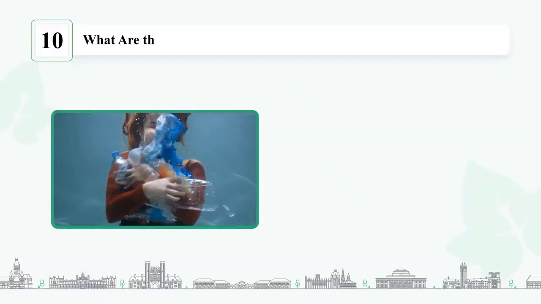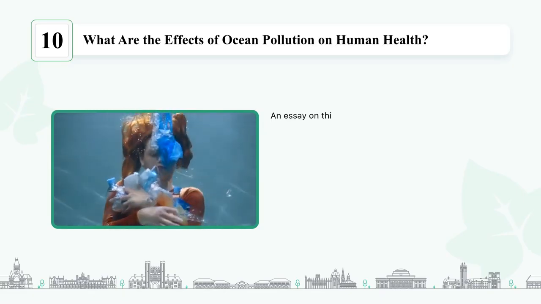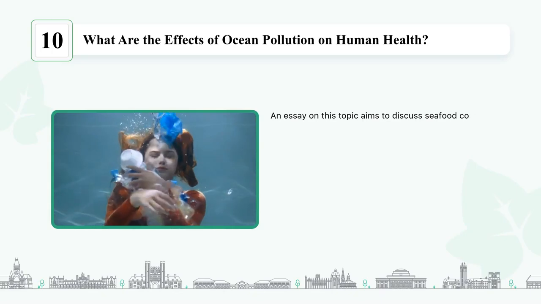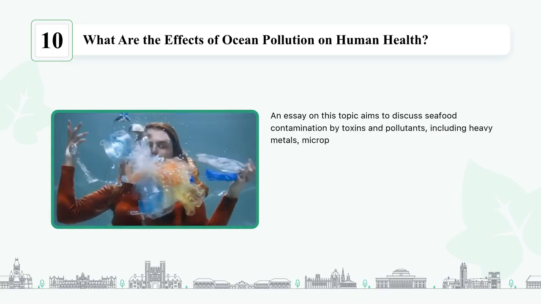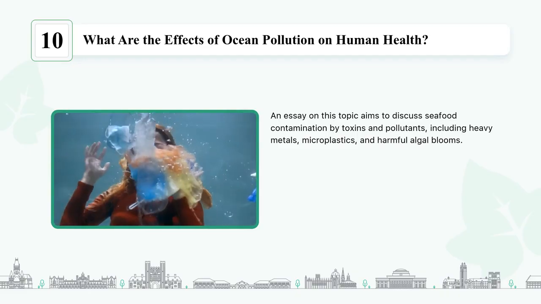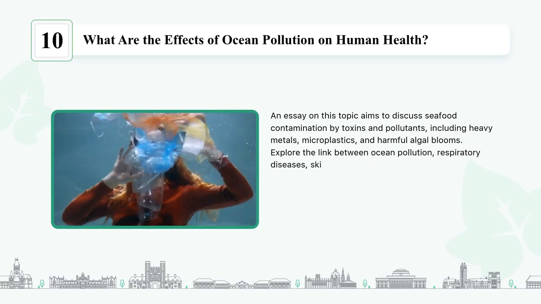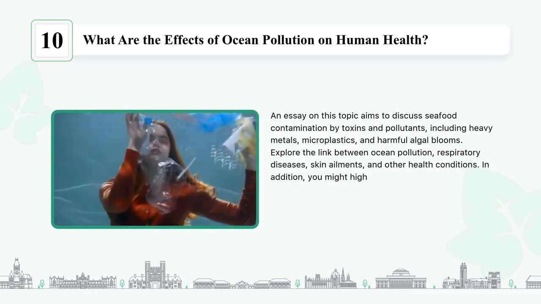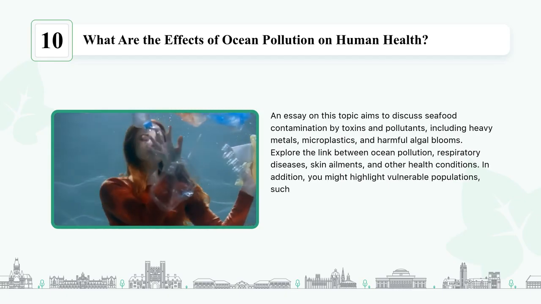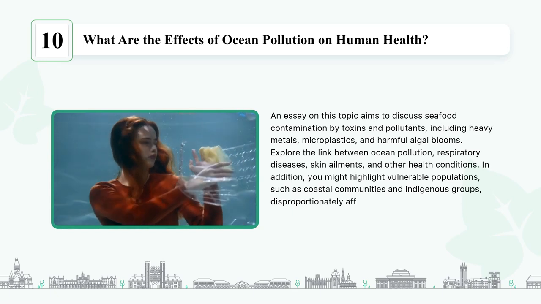What are the effects of ocean pollution on human health? An essay on this topic aims to discuss seafood contamination by toxins and pollutants, including heavy metals, microplastics, and harmful algal blooms. Explore the link between ocean pollution, respiratory diseases, skin ailments, and other health conditions. In addition, you might highlight vulnerable populations, such as coastal communities and indigenous groups, disproportionately affected by ocean pollution.